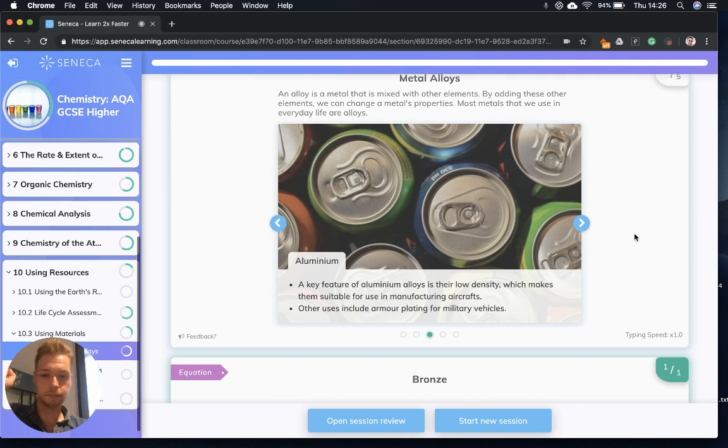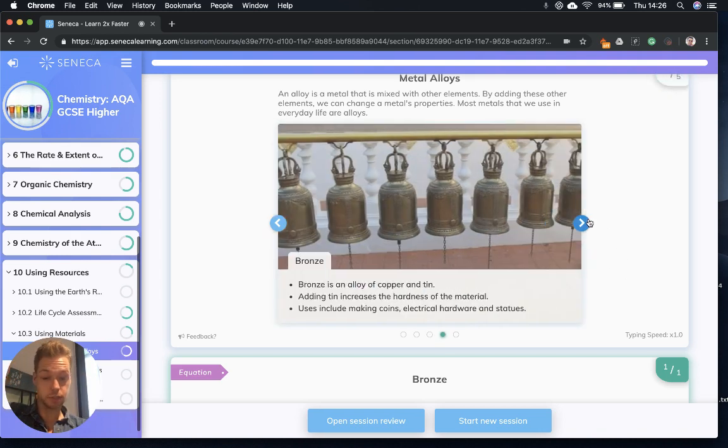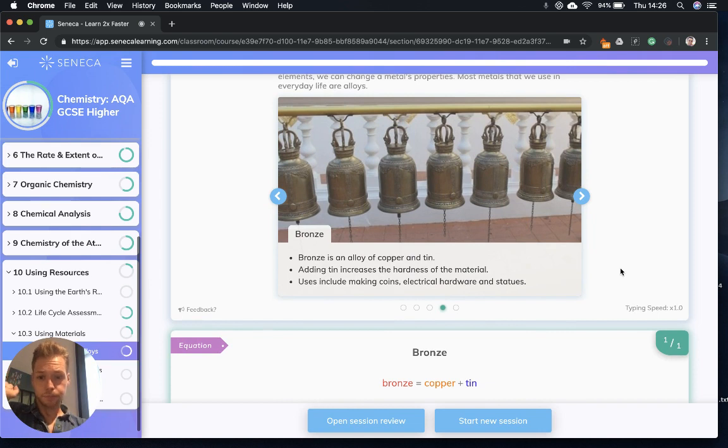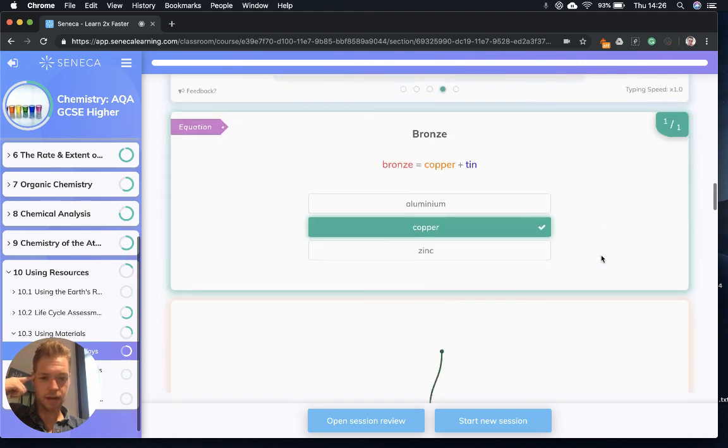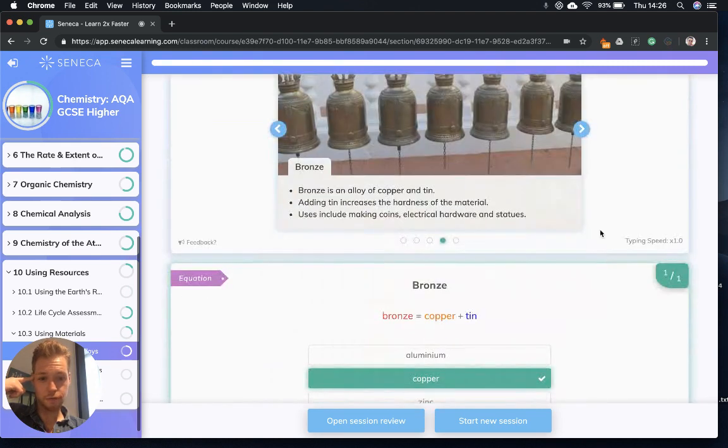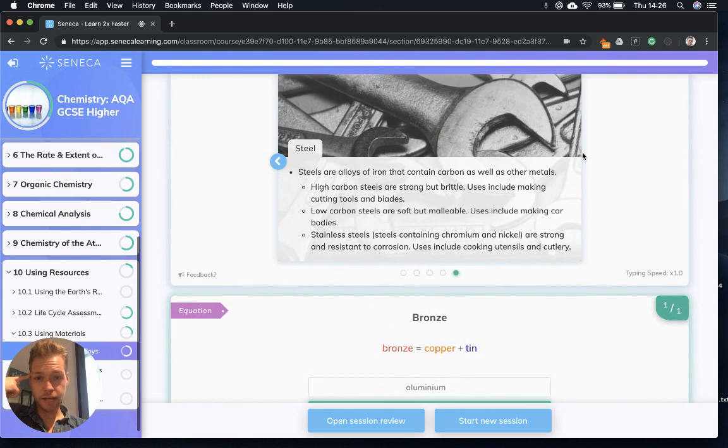Oh, stunning. Okay, aluminium. A key feature of aluminium alloys is that they're low density alloys, which makes them suitable for use in manufacturing aircraft. Other uses include armor plating for military vehicles because we need to keep it nice and light. Now we need to talk about bronze, and that's an alloy of copper and tin. Adding tin increases the hardness of the metal. Uses include making cans, electrical hardware, and statues. So fun.